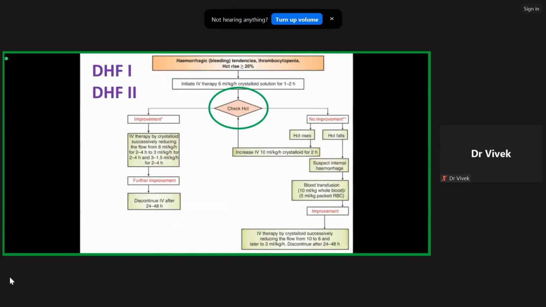So the management of dengue fever revolves around three things, that is hydration in the form of oral hydration and IV hydration. Second is vitals monitoring, that is monitoring of patient's pulse rate, blood pressure, respiratory rate, and saturation. And third is monitoring of lab parameters, that is monitoring of patient's hematocrit values and the platelet counts.